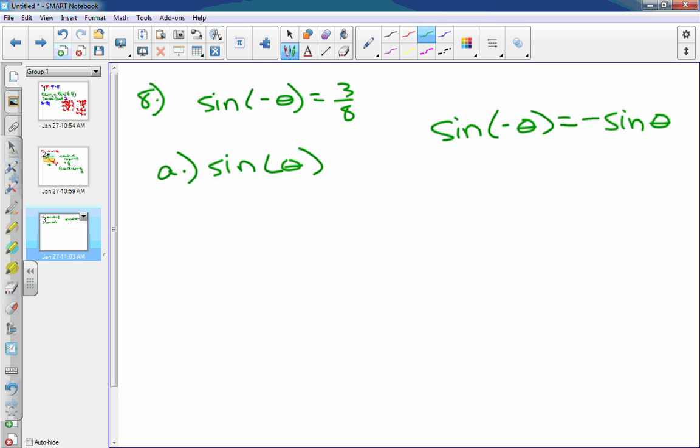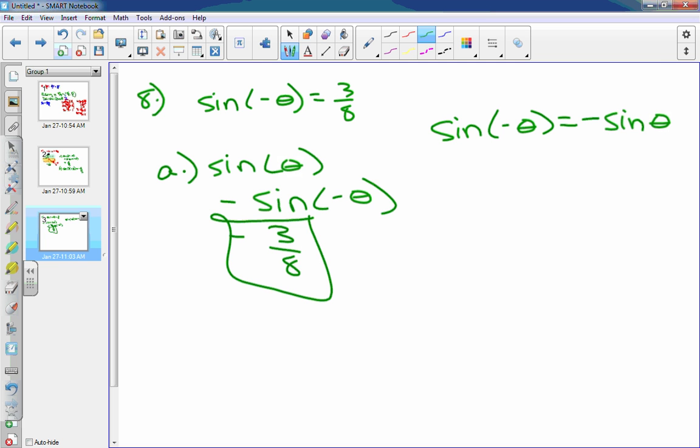Yes or no? So what would the sine of theta be equal to? If you get that, it absolutely is going to be negative sine of negative theta. Well, what is the sine of negative theta? It's equal to 3/8, so it's going to be negative 3/8. Do we understand that? It's simply applying that odd function concept, okay? It's simply applying that odd function statement over there.